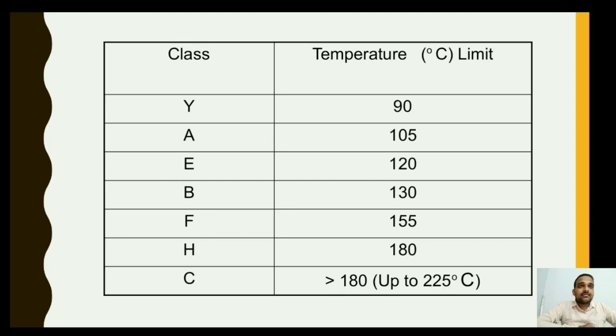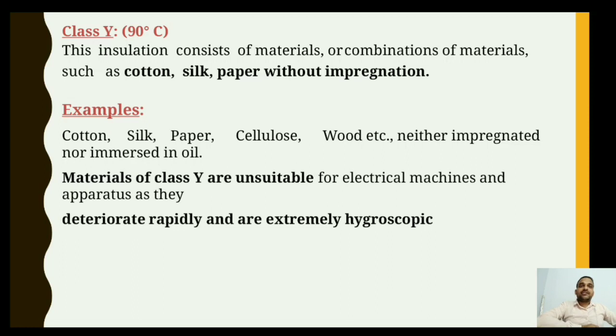Now let us move forward. The first one is class Y. The class Y temperature range is 90 degrees. In class Y, this insulation consists of a material or combination of materials such as cotton, silk, paper without impregnation. Most of you might have heard this word, impregnation.